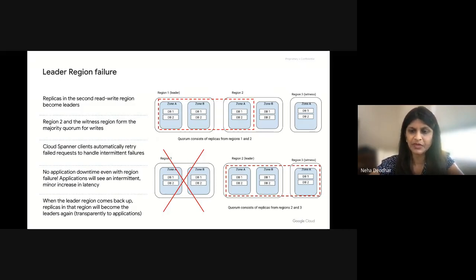Note that when the leader region comes back up, the leaders will again move back to region 1, because that's your preferred leader region, and Cloud Spanner will try to honor that whenever possible. And again, this leader movement is transparent to applications, so for all practical purposes, there should not be any impact to the applications as to where the leaders are.